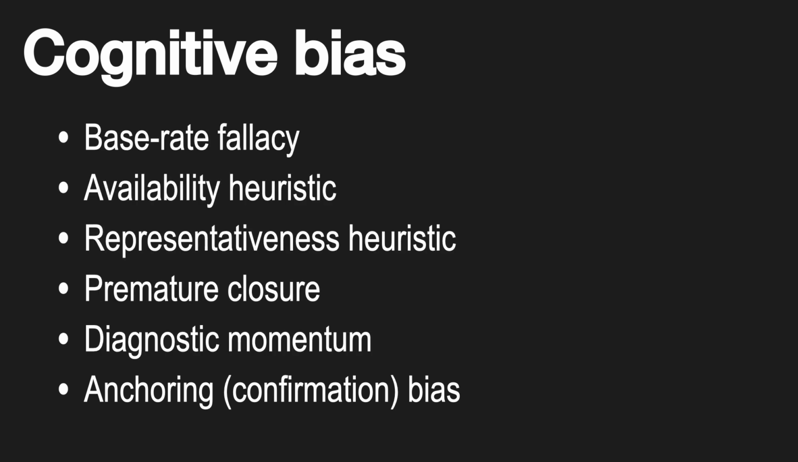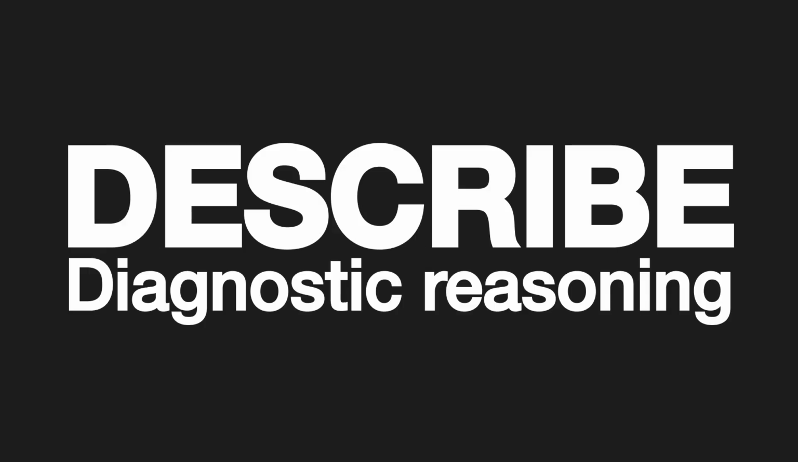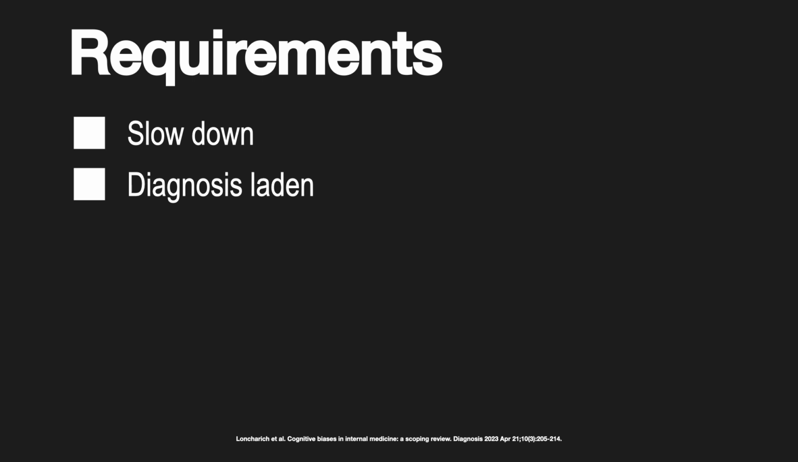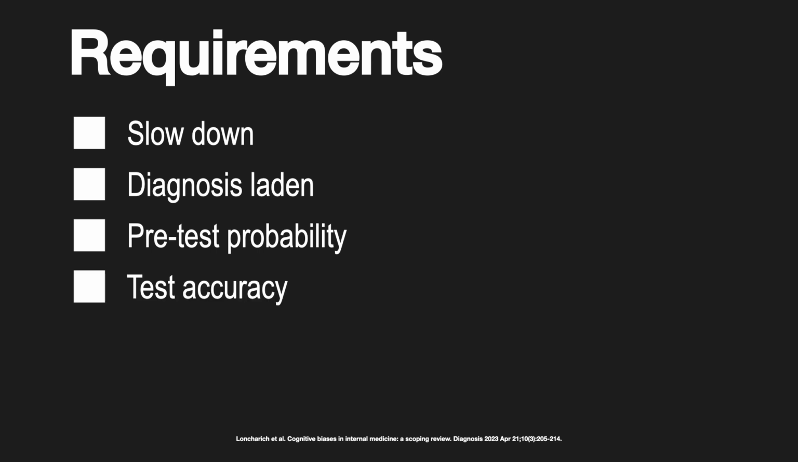In summary, cognitive biases either lead us to the wrong diagnosis or keep us there. So a description of diagnostic reasoning should take cognitive biases into account. And we can derive the following basic requirements. Our description of diagnostic reasoning should make us slow down and think. It should make us aware that we start the diagnostic process with diagnoses already in mind. We are diagnosis laden. It should make us aware of the pretest probability of the disease we are proposing and the accuracy of the tests we're using.